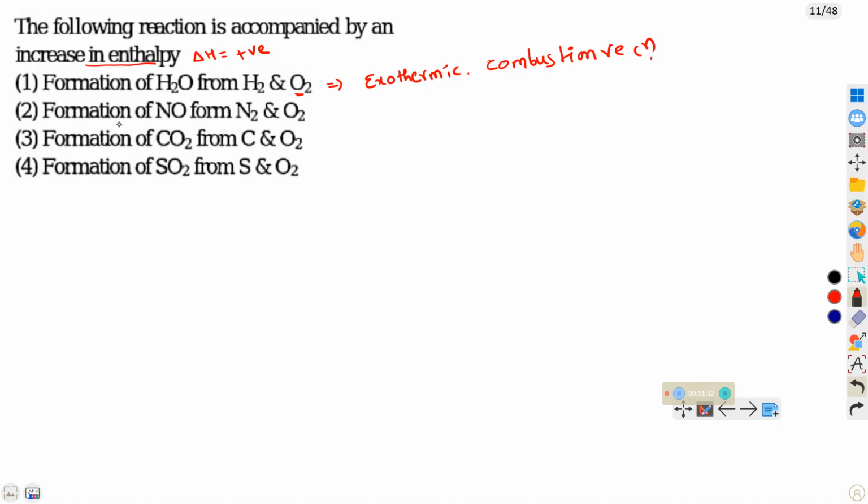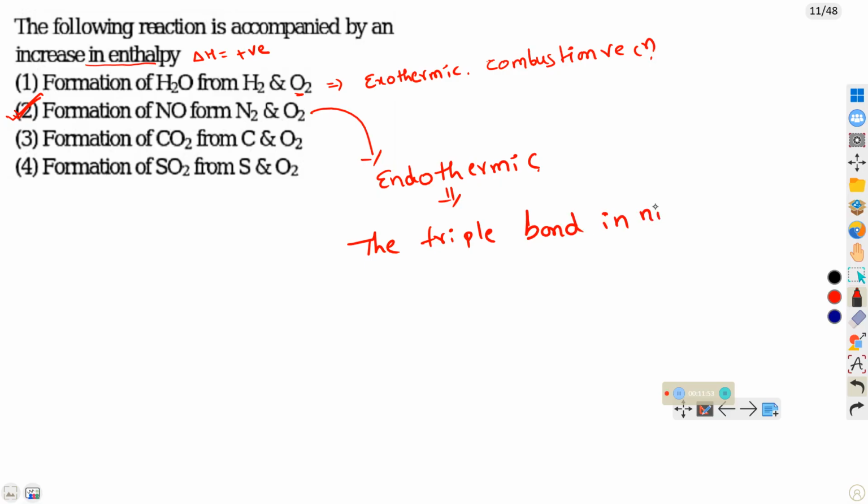Formation of NO from N2 and O2. Yes, this is an endothermic reaction, because the triple bond in nitrogen, N triple bond N, is extremely strong.